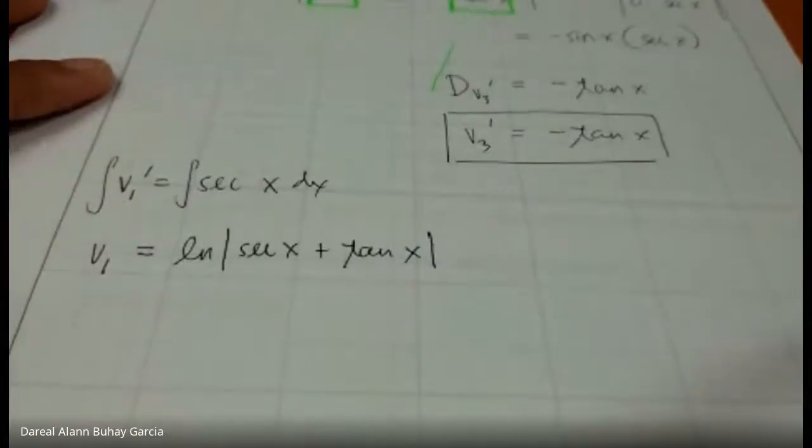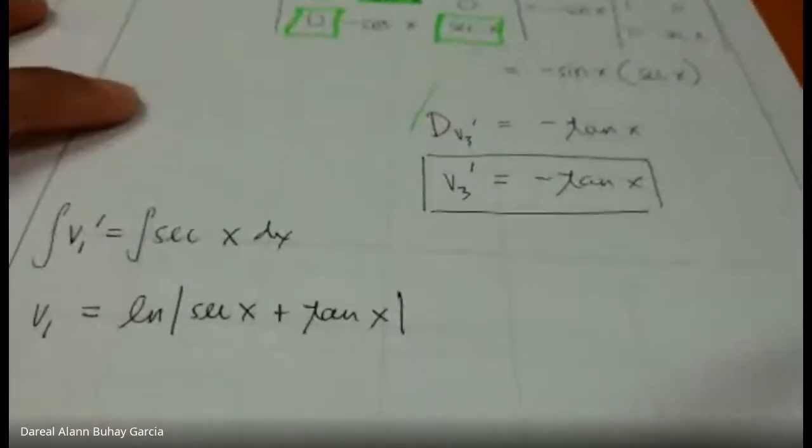So if si v1 prime is secant x, integrate lang natin para makuha si v1. What's the derivative of secant x? Sec x tan x, sir. ln sec x tan x. Sir. O man siguro no? Next, v2 is the integral of negative 1, so negative 1 dx. v2 is negative x.